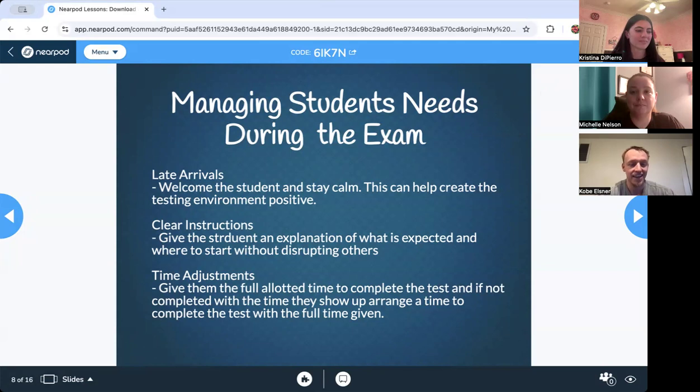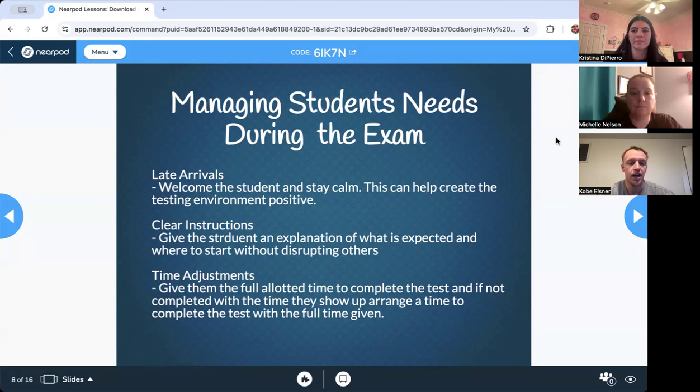And today, we're going to be sharing a little bit about how we feel is best to handle students during an exam. So let's jump right into it. So first off, managing the students' needs during the exam. There's kind of three main points we'll talk about in this slide here. Late arrivals, clear instructions, and time adjustments.